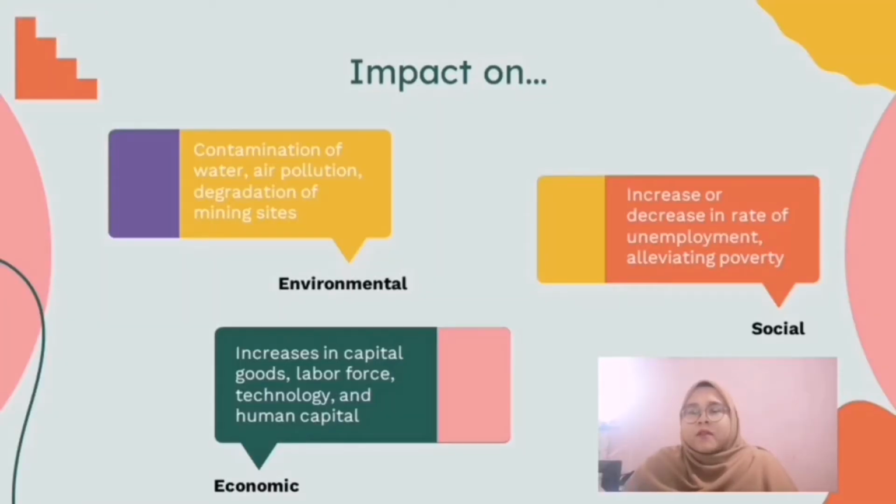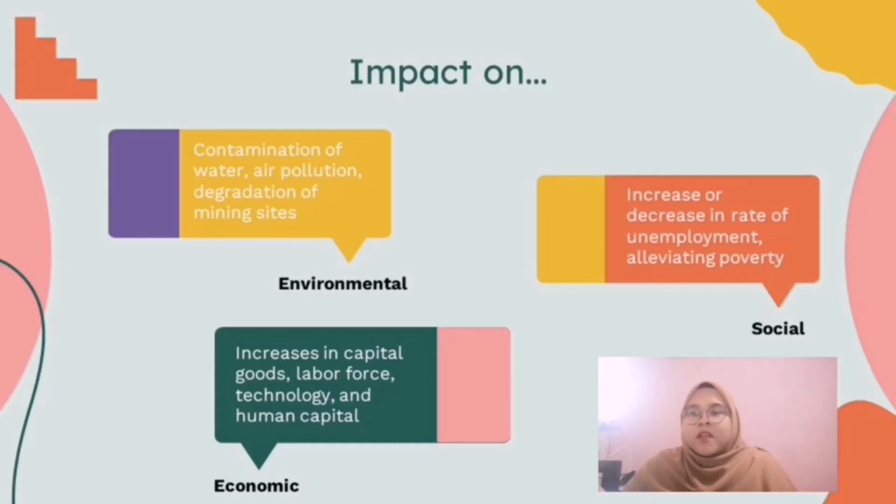Many people are familiar with environmental impact such as contamination of water, air pollution, and the degradation of mining sites. However, economic and social impact may be difficult to identify. By using indicators, we can evaluate the impact of the organization's activities on stakeholders outside the organization. For example, through donations and community investment, payments to or from government, spending on local suppliers and labor practices. Examples of social impact are an increase or decrease in the rate of unemployment or alleviating poverty. For economic impact, an increase in capital goods, labor force, technology, and human capital.